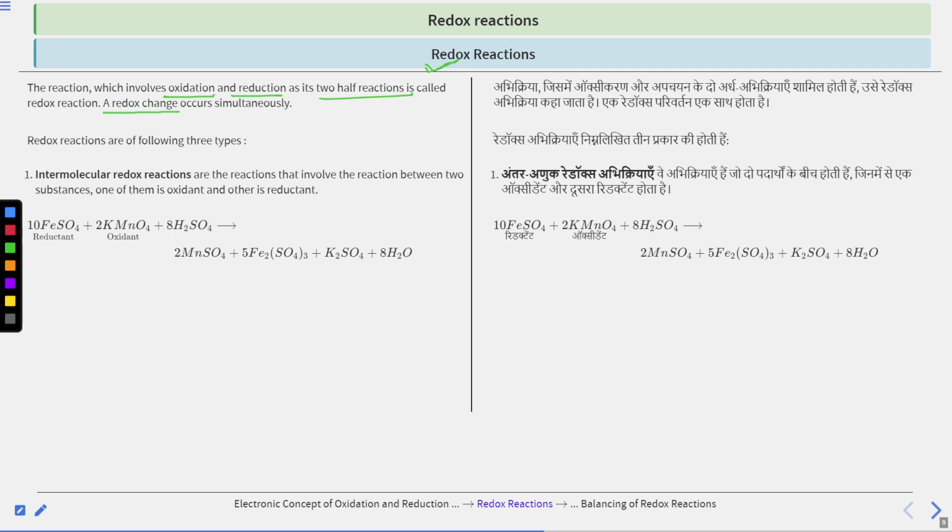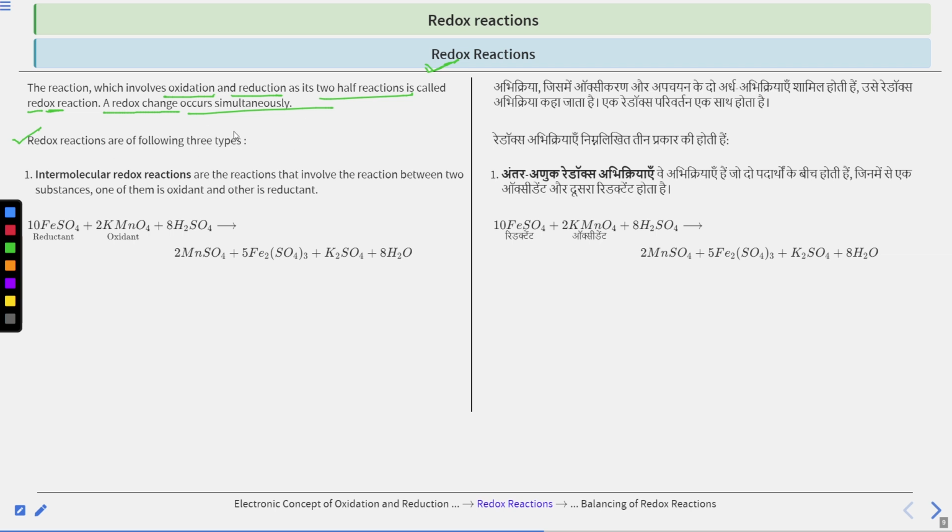A redox change occurs simultaneously. Okay? So basically, oxidation and reduction both happen simultaneously in a redox reaction. That's why they are called redox: Red for reduction, and OX for oxidation. So it is redox reaction.